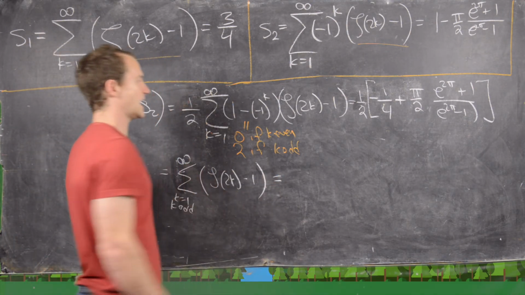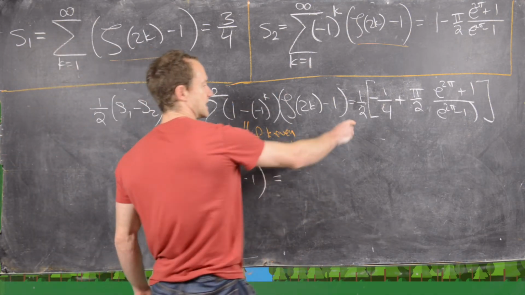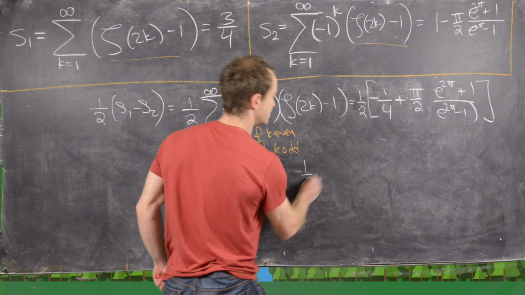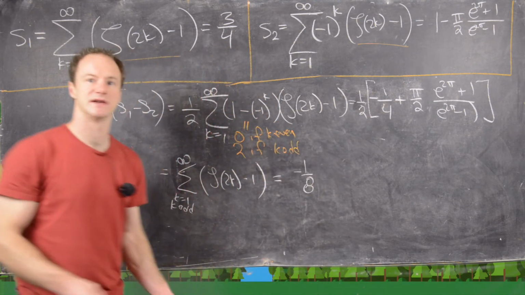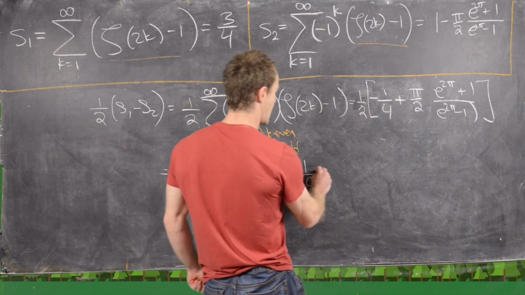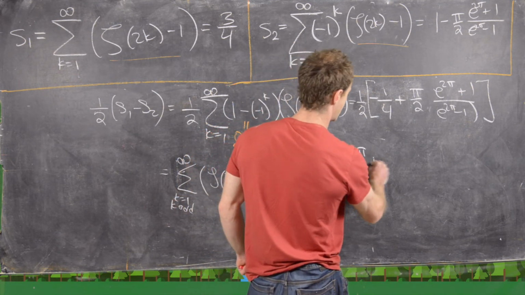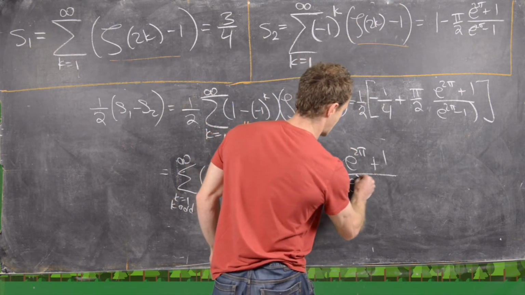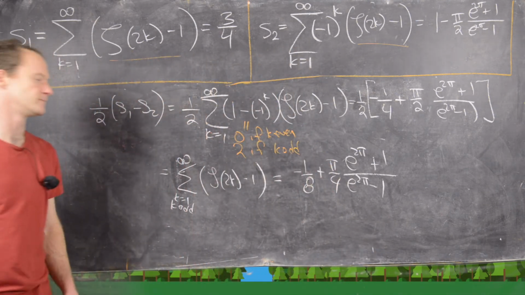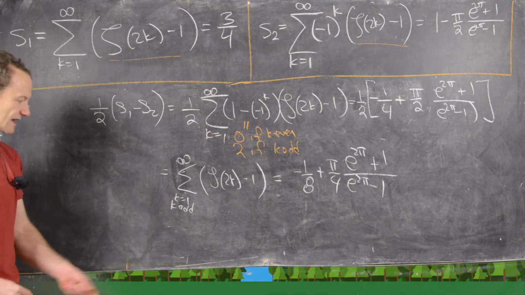And then on the right-hand side, well, we're going to get minus an eighth. So 1/2 times 1/4 is an eighth. And then plus pi over 4 times e to the 2 pi plus 1 over e to the 2 pi minus 1. Okay, now we can reindex here.